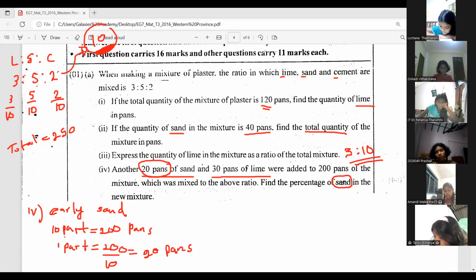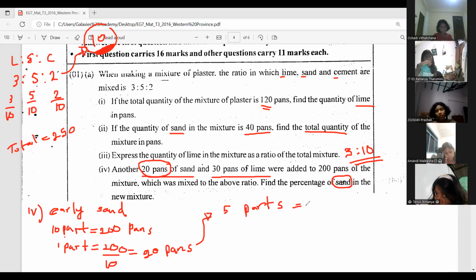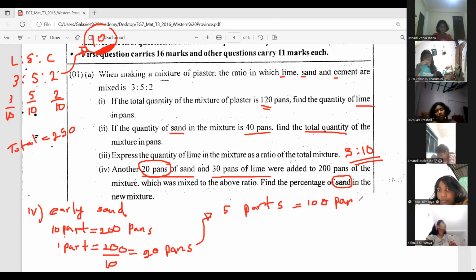Then how many sand pans? 5 parts, no? If one part is 20, 5 parts is 100 pans. Sand means half, no? Then 200 pans contain 100 pans of sand. Is that clear? If there are 10 parts, 5 are sand, so of 200, half is sand. Early sand is 100. What came newly? 20. So how many sand pans now? 120.